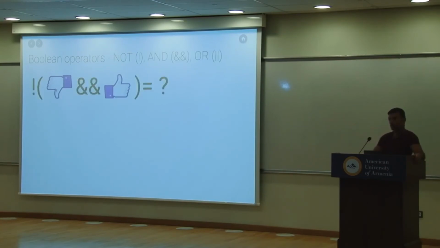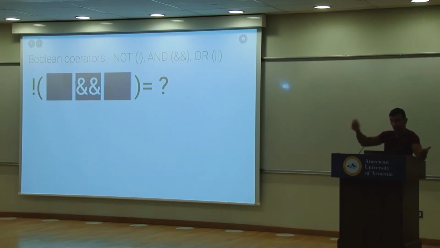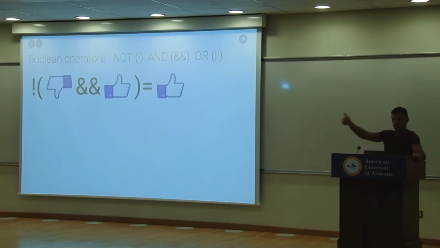What happens here? Okay, so the result of this is false, right? Because both have to be true to be true, so it's false. Then you flip it. So you flip this and you get true. Cool? All right.